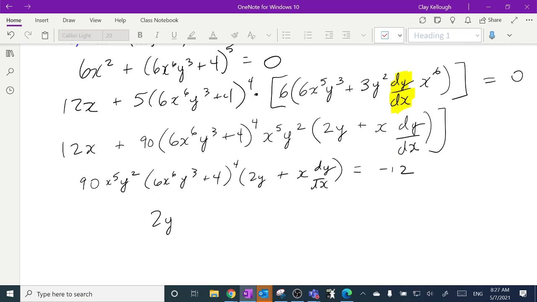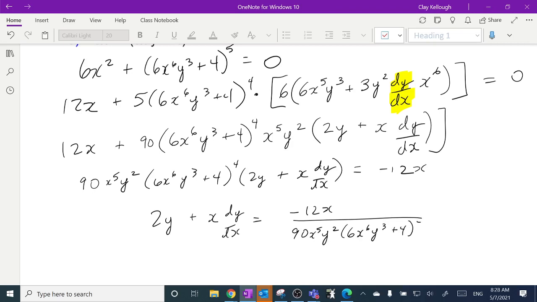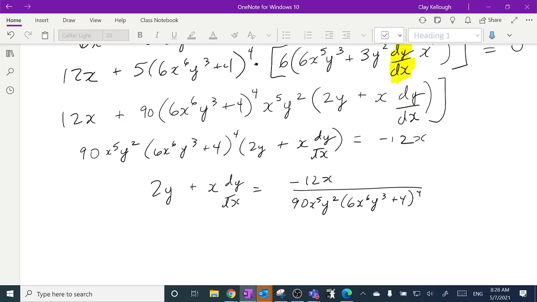So 2y plus x dy/dx is equal to negative 12. Oh, sorry, there's an x on that. I forgot the x. All over this mess. So 90x to the 5, y squared, and then times 6x to the 6, y to the 3 plus 4 to the 4. I can do a little bit of simplifying and then move over this 2y.